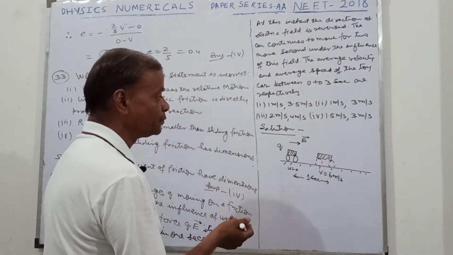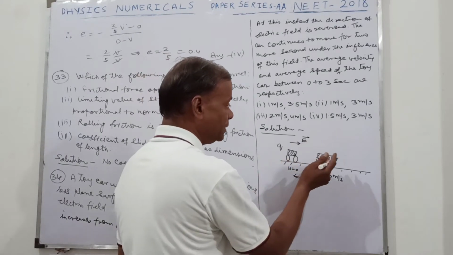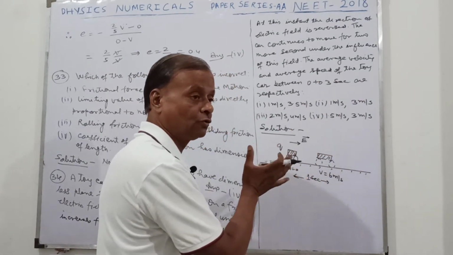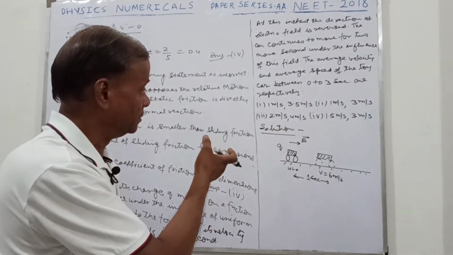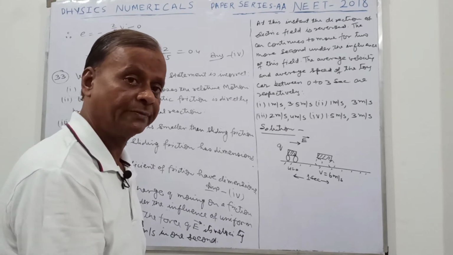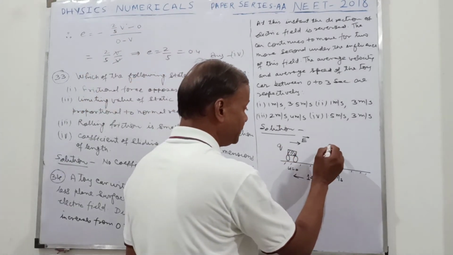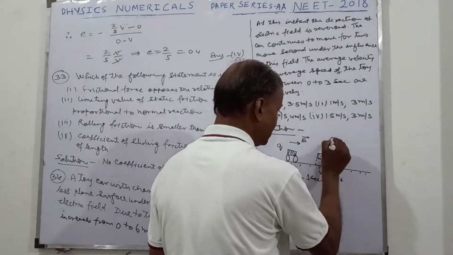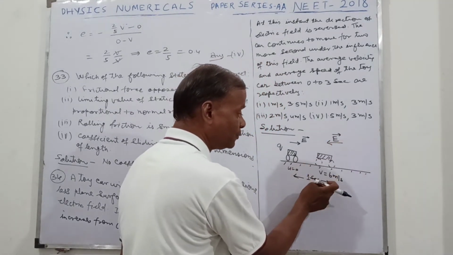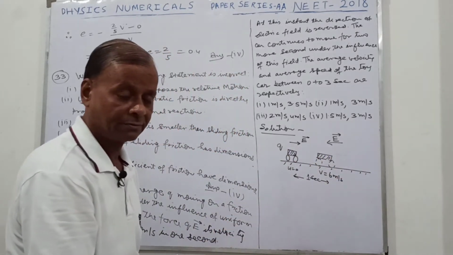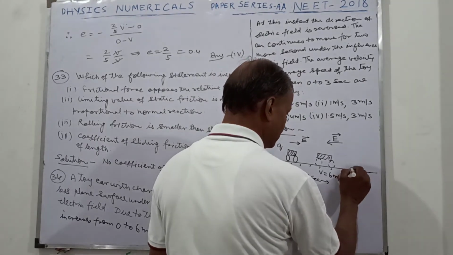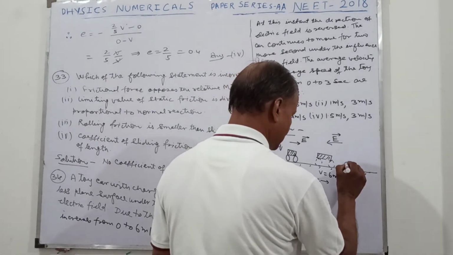Now then it moves. At this time the electric field is reversed. The electric field was being applied towards the right side, but now it is reversed so that it becomes on the left side. It means that the electric field is now like this. And in this electric field it moves for 2 more seconds. So what happens? The toy car is now here.